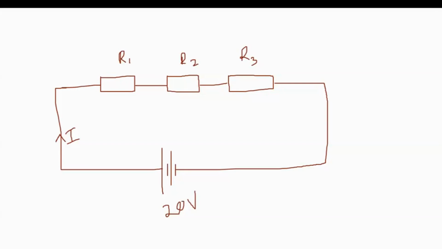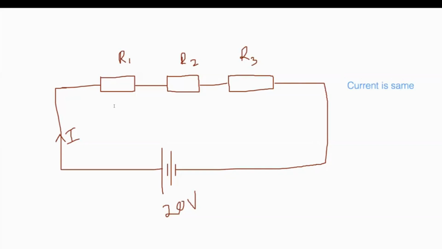I will say that current is same. You look here. Current is same for all. Now let's talk about voltage. When I talk about voltage here, voltage is going to be distributed. I won't say divided, distributed according to the resistance. Voltage is going to be distributed according to the resistance.